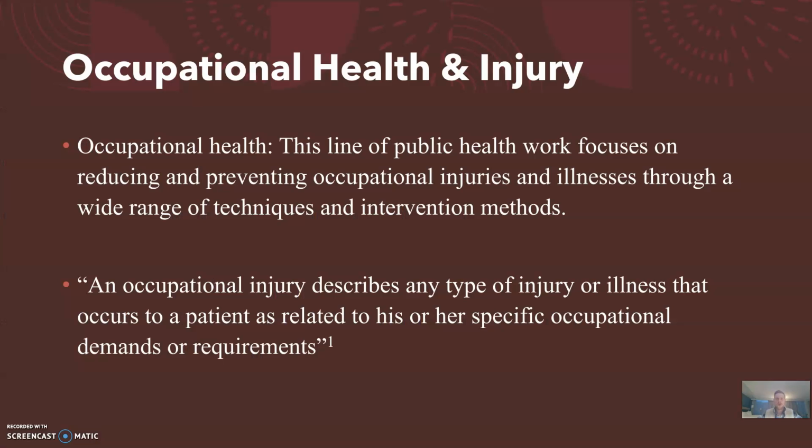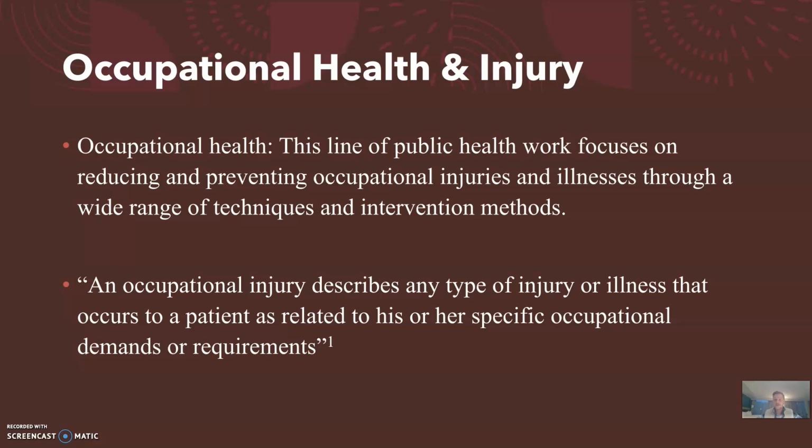Just a quick overview of what occupational health is and injury. A lot of people confuse occupational health with just safety and how to prevent injuries, which is definitely a part of it, but the way they prevent injuries is not just one-sided. Occupational health is a line of public health work that focuses on reducing and preventing occupational injuries and illnesses, as I just mentioned, but through a wide range of techniques and intervention methods. Some interventions may be to tailor something ergonomically to better fit the employee and reduce strain. Another will provide lifting techniques, which we will go over later in this presentation, just to alleviate the strain and prevent injury for these employees.